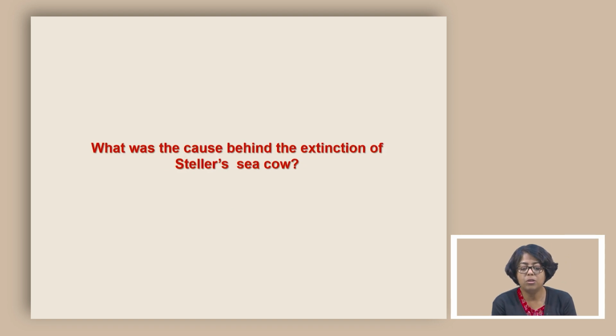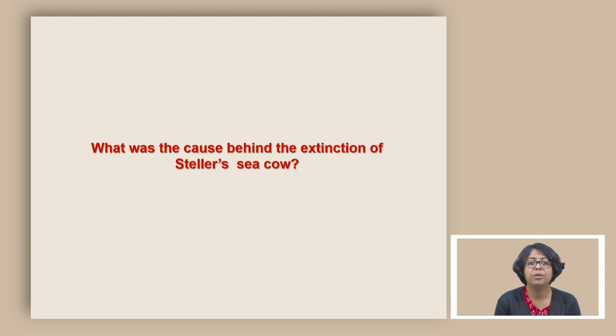What was the cause behind the extinction of Steller sea cow? So, as we mentioned, Steller sea cow was a marine mammal and it used to graze in the kelp forest. It used to live in shallow marine areas and spend a significant amount of time floating around near the surface of the ocean. And because they were large animals, they were also related to manatees and dugongs, they are part of the family Sirenia. They had a lot of fat.